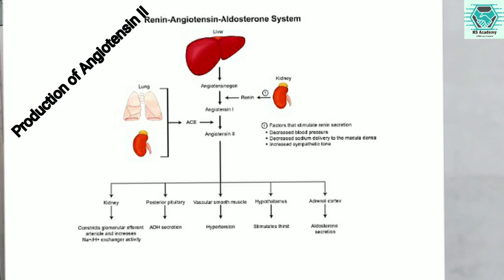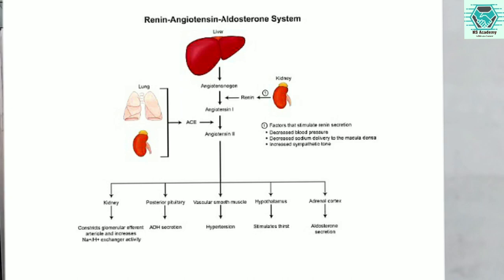Now after the renin production, we see the production of angiotensin 2. In the diagram below, you can see the production of angiotensin 2. Angiotensinogen is a precursor protein which is produced in the liver and cleaved by the renin to form angiotensin 1. This angiotensin 1 is then converted to angiotensin 2 by one enzyme, that is ACE, angiotensin converting enzyme. This conversion mainly occurs in the lung, where the ACE is produced by vascular endothelial cells.